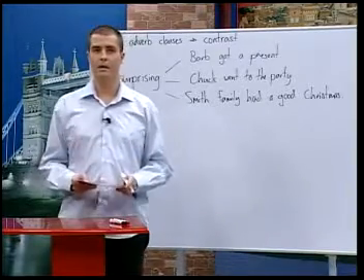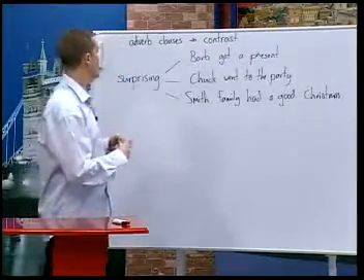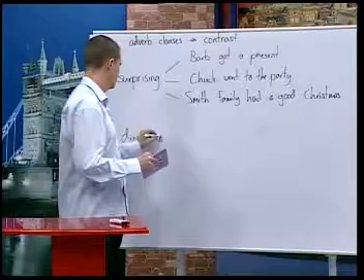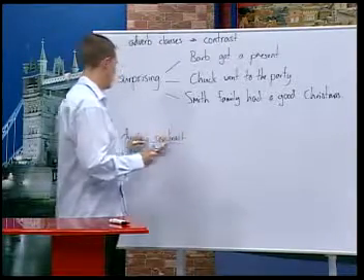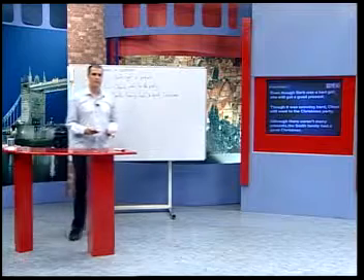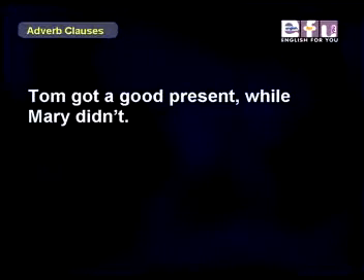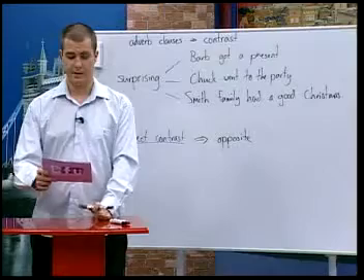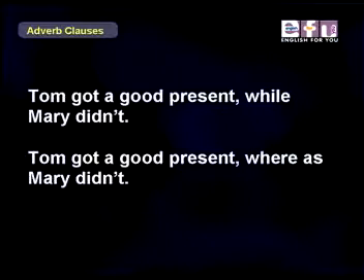Okay, the second is adverb clauses of direct contrast. We've got this contrast, now we have direct contrast. Adverb clauses of direct contrast. Here are some examples. Tom got a good present while Mary didn't. And Tom got a good present whereas Mary didn't. The two clauses in these sentences are opposites. In the main clause, something good happened. Tom got a good present. In the adverb clause, something bad happened. Mary didn't get a good present.